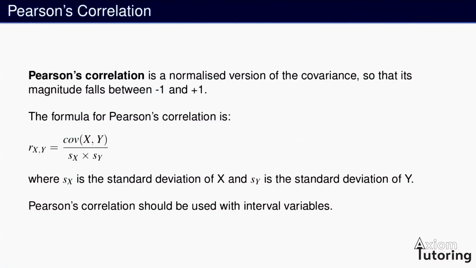Okay, so that in a way is not ideal, which is why very often what we'll calculate in practice is Pearson's correlation. And Pearson's correlation is just a normalized version of the covariance to make sure that the magnitude is always between -1 and +1. The formula for Pearson's correlation is the covariance between x and y divided by the standard deviation of x times the standard deviation of y. And the way we write Pearson's correlation is just r_xy.